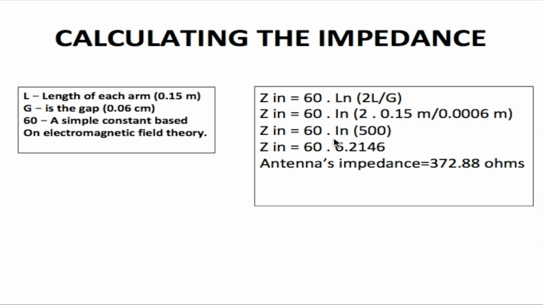My next step here, Zn is equal to 60 times 6.2146. How do I get 6.2146? Well, I just type 500 into the scientific calculator and hit the Ln button. Okay, and you would get 6.2146. So for Zn, it would be 60 times 6.2146, and my answer would be 372.88 ohms. So my antenna's impedance is 372.88 ohms.